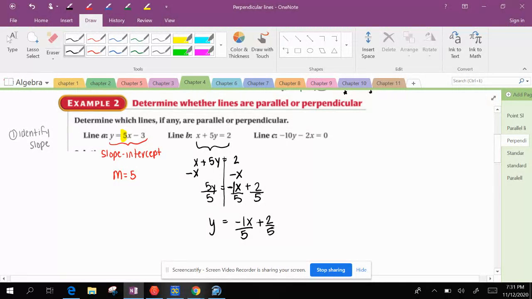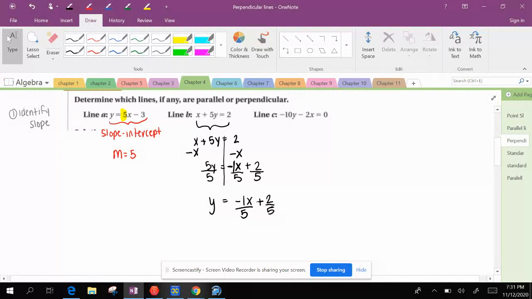That's okay. All we need to do is identify the slope. And the slope is negative 1/5, the number next to x. No x in our slope, right? We don't include it. It's just the number next to it.